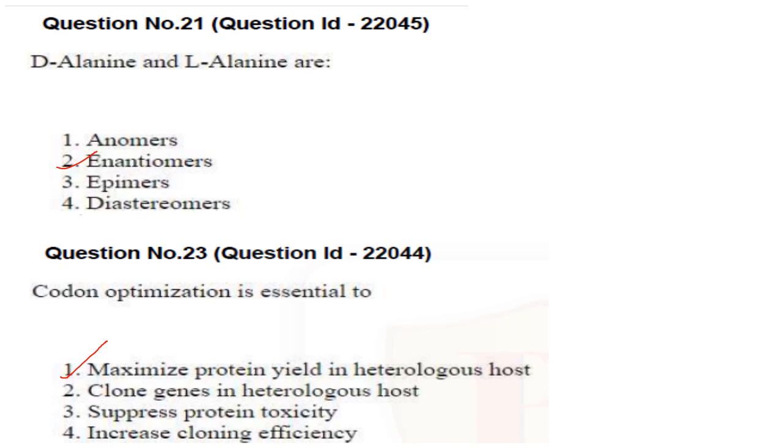Clone genes in a heterologous host, that you can do cloning even in a heterologous host and keep it there. You need not go for protein expression. But if you want to maximize protein yield in a heterologous host, you have to go for codon optimization. Suppress protein toxicity, increase cloning efficiency. They both are also not correct.